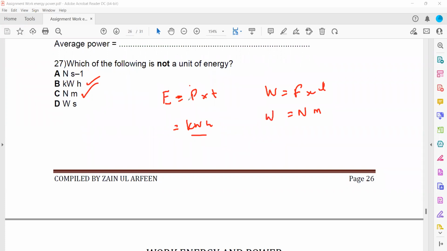And the same thing, if power is given in watts and time in seconds, then watt second is also a unit of energy. So which is not the unit of energy? That will be option A.